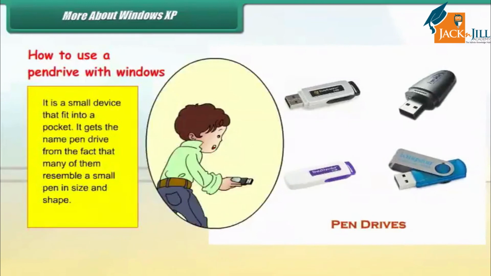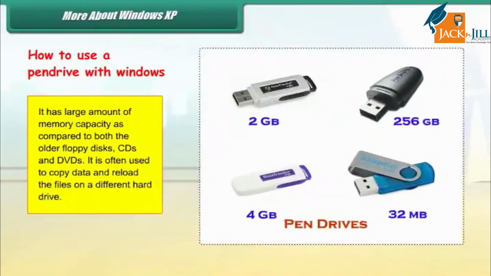Pen drive is a small device that fits into the pocket. It gets the name pen drive from the fact that many of them resemble a small pen in size and shape. It has a large amount of memory capacity as compared to both the older floppy disks, CDs and DVDs. It is often used to copy data and reload the files on a different hard drive.